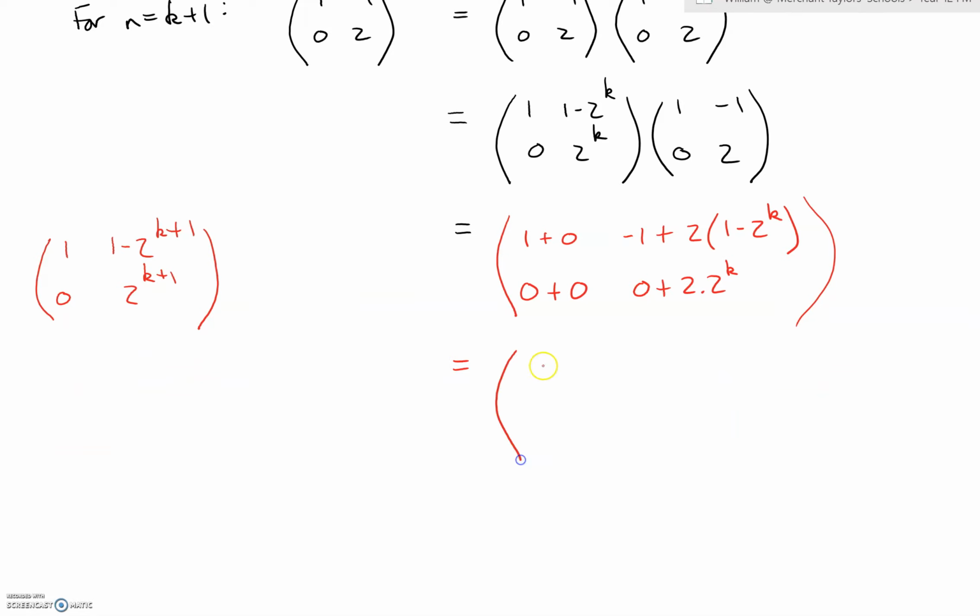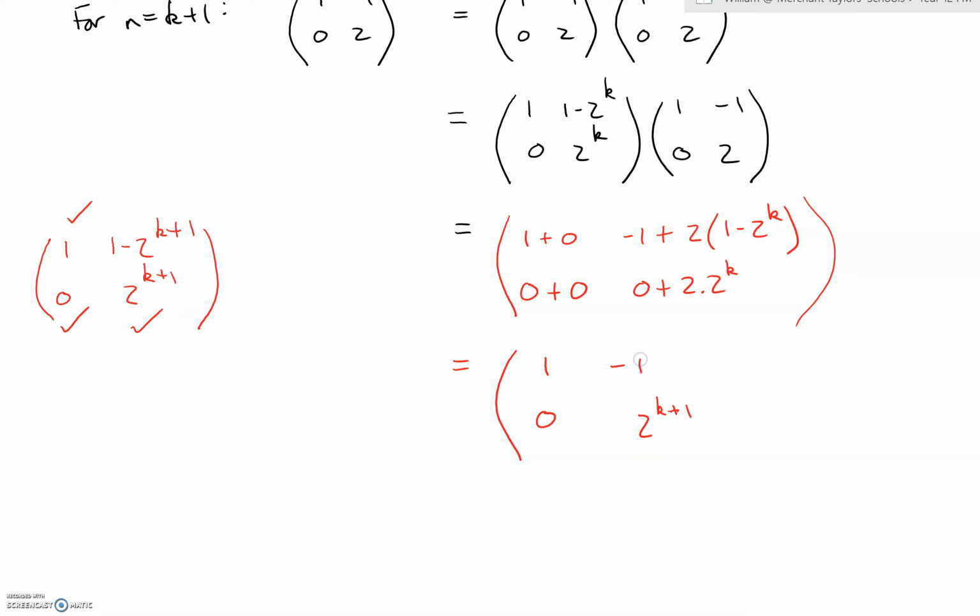So I'm quite happy with the top left because it's 1, as it should be. Quite happy with the bottom left, 0 as it should be. The bottom right element is 0 plus 2 times 2 to the k, and this 2 times 2 to the k, I can write this as 2 to the k plus 1, because I can add the powers, so that matches. The only one I've got to mess around with is this top one.